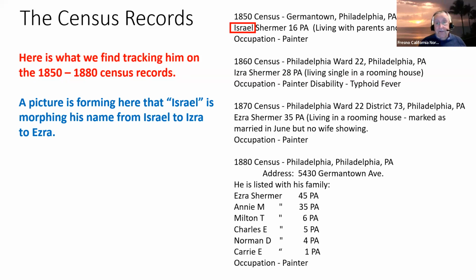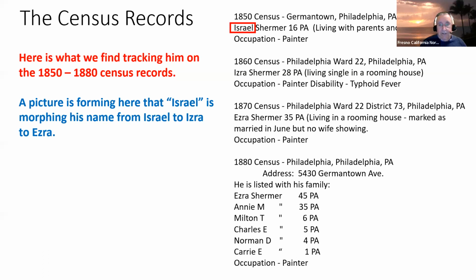Now, in 1850, he's Israel. He was 16, and he was living with his parents with 5 siblings, and he had the occupation of a painter. Now, Germantown is a town in 1850 outside of Philadelphia. If you went to Philadelphia today, it's practically in downtown Philadelphia. It's just like a neighborhood in inner city Philadelphia. But in 1850, it was just outside of town.